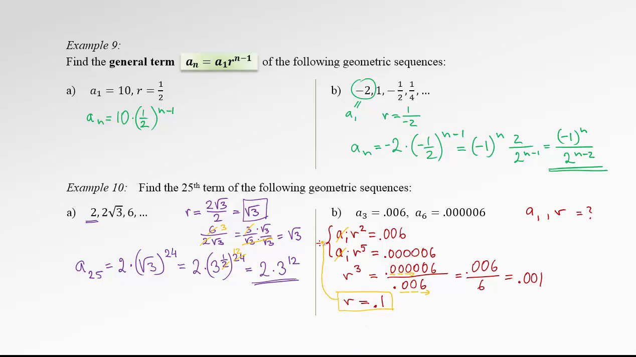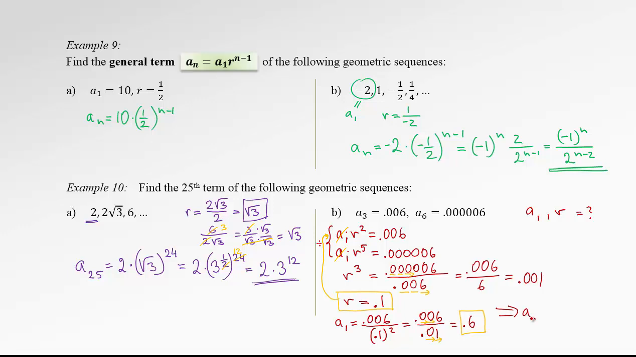Now let's go back to the first equation to find a1. We will have a1 equals 0.006 divided by r squared. Okay, but r is 0.1, so it's 0.1 squared. Here we go. That gives us 0.006 over 0.01. Okay, if we move the decimal dot 2 places to the right, we end up with 0.6 over 1, which is just 0.6. Okay, we have all the information we need to find the 25th term.